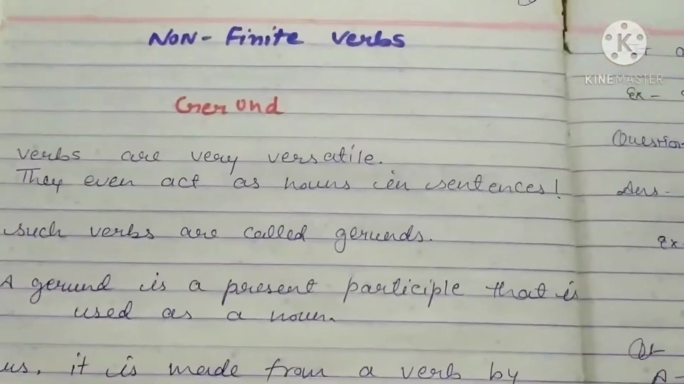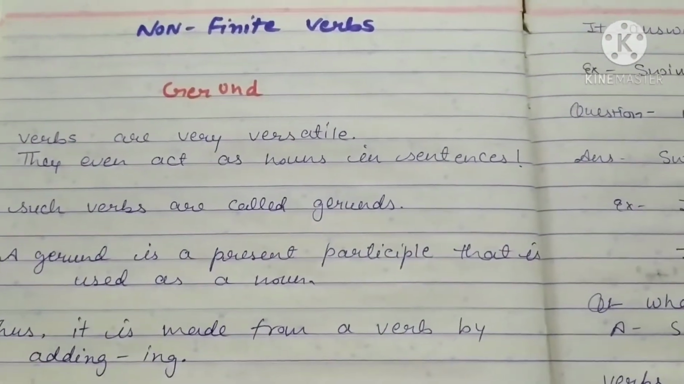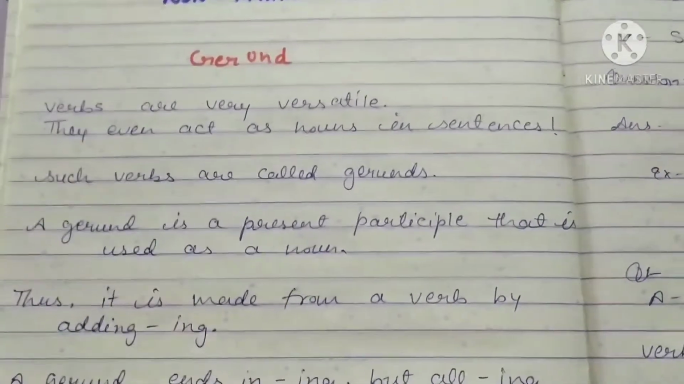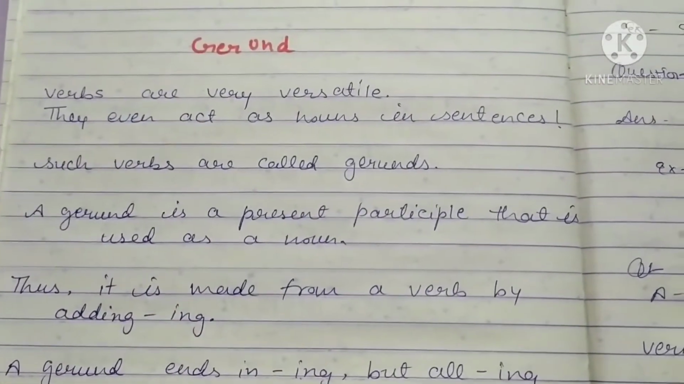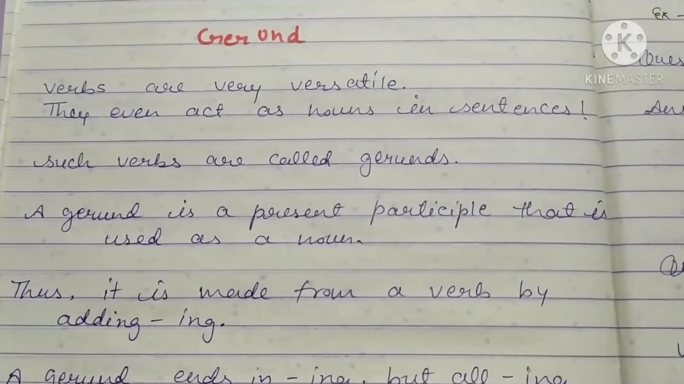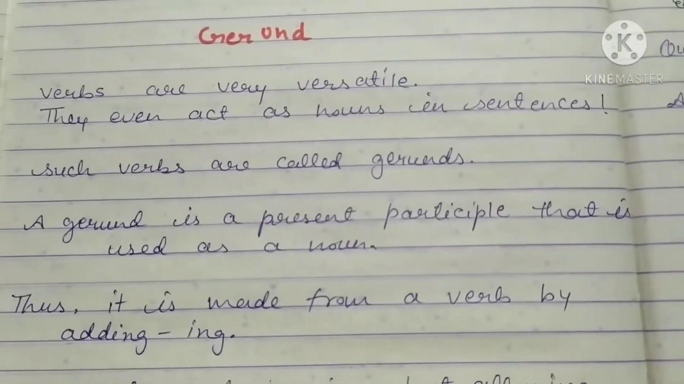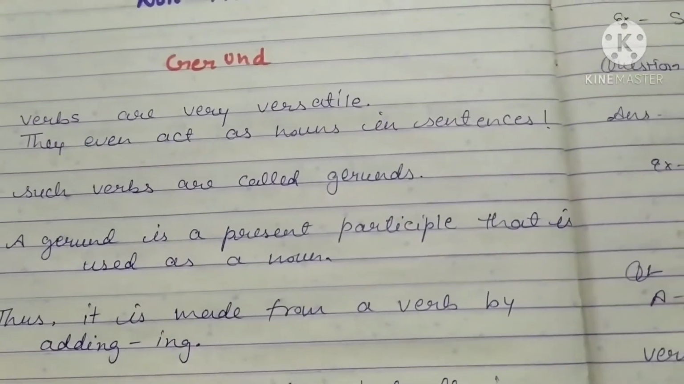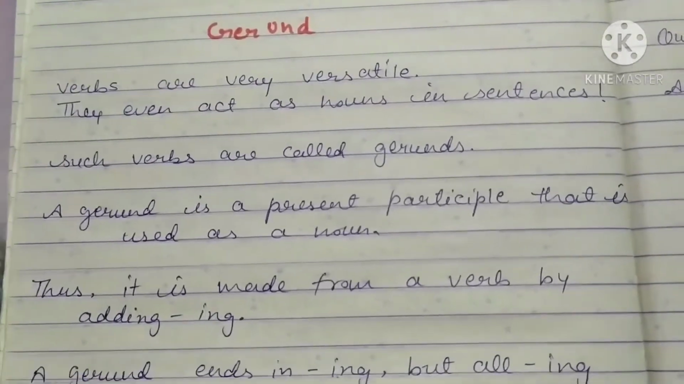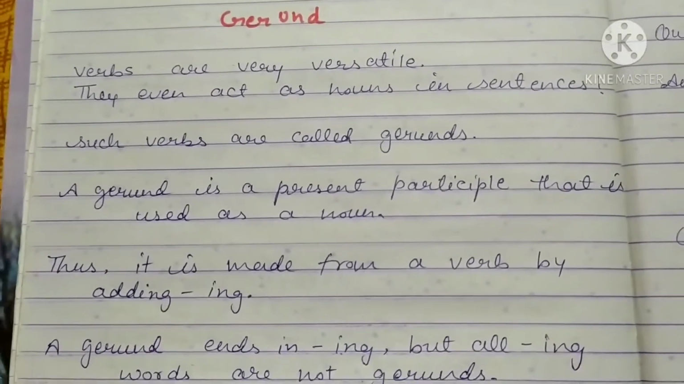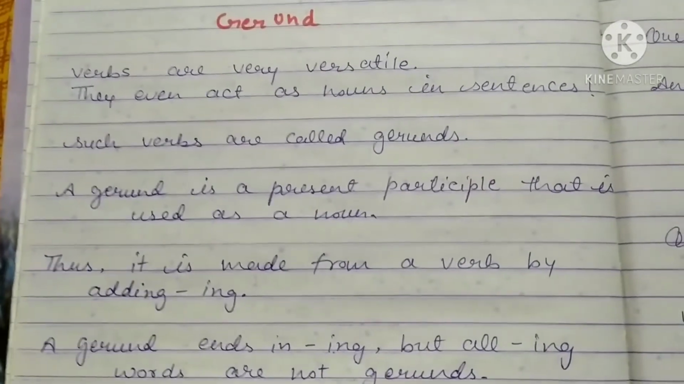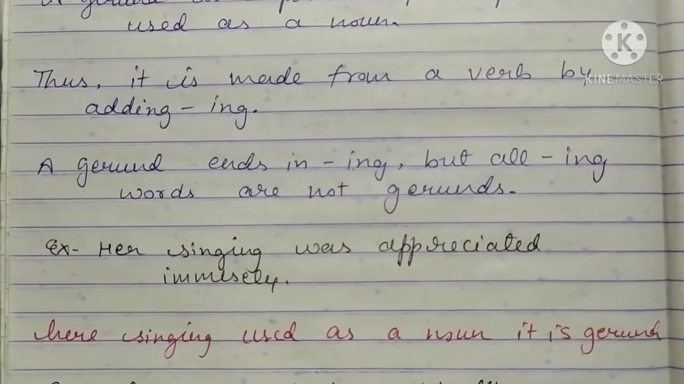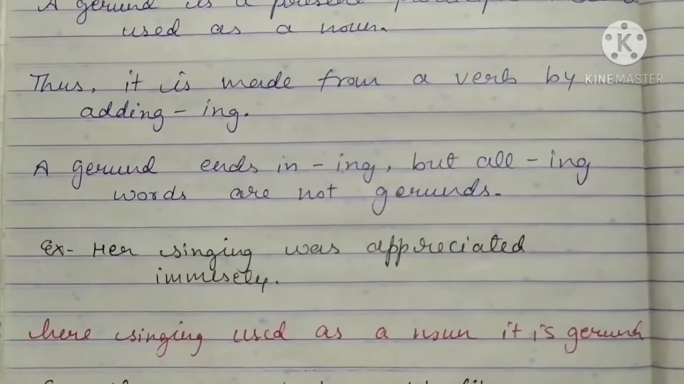Today in this video we will see the non-finite verb gerunds. So what are gerunds? Gerund verbs are very versatile. They even act as a noun in a sentence. Such verbs are called gerunds. A gerund is a present participle that is used as a noun. Thus, it is made from a verb by adding -ing. A gerund ends in -ing, but not all -ing words are gerunds.